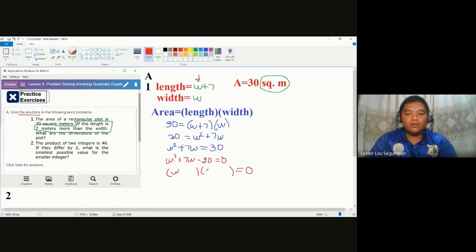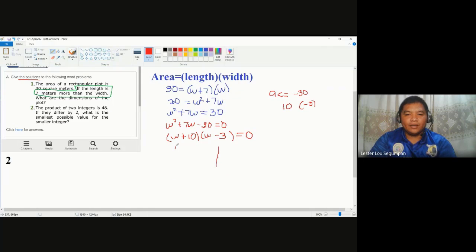So you have W and W. Negative 30 for AC. 1 times negative 30 is negative 30. The factors of negative 30 that will result to 7 are 10 and negative 3. 10 times negative 3 is negative 30, and 10 plus negative 3 is positive 7. So we are going to use that: plus 10, minus 3. And then break it up.